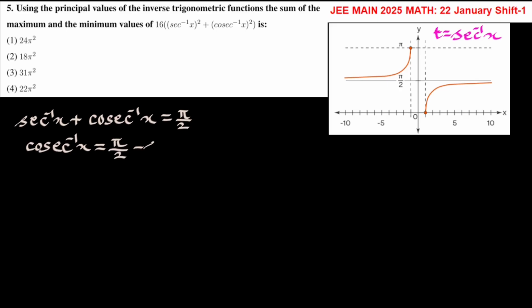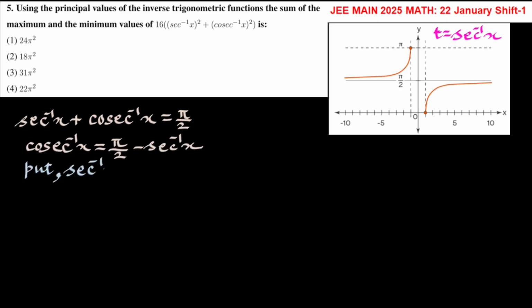Here the keywords are principal values of inverse trigonometric functions, and we have to find the sum of the maximum and minimum values of this part. If we carefully observe these, it reminds us of a known relation: sec inverse x plus cosec inverse x equals pi by 2. Cosec inverse x equals pi by 2 minus sec inverse x.